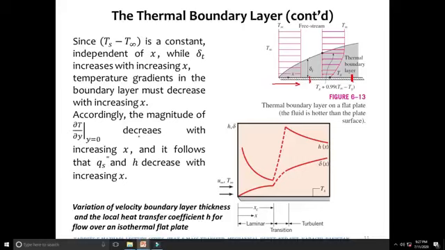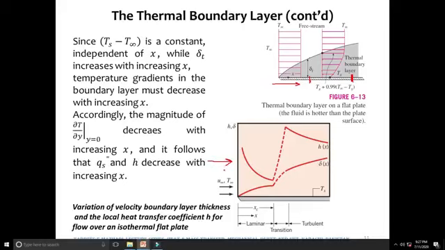because when the temperature gradients are getting lesser and lesser, it means that the change of temperature in y would get lesser and lesser. It would decrease as x increases, as we move along x. And therefore it follows that the heat flux and h also decrease with increasing x. This is what is shown in this particular diagram.